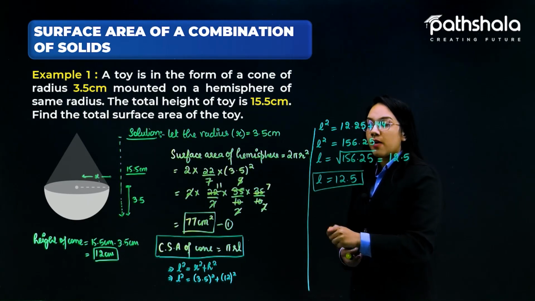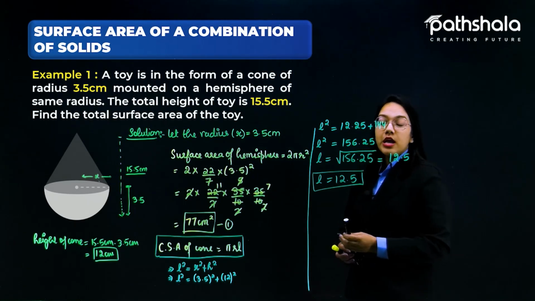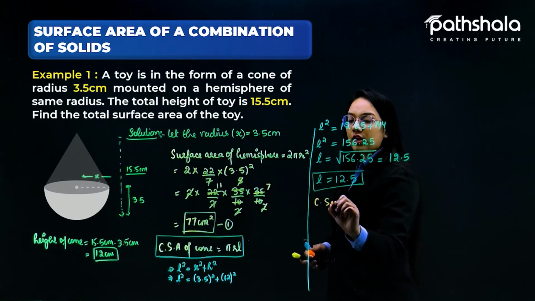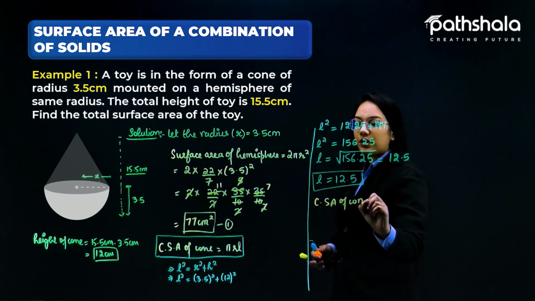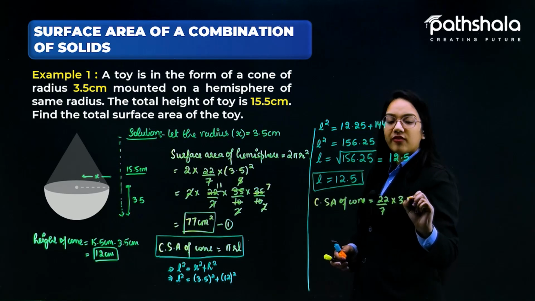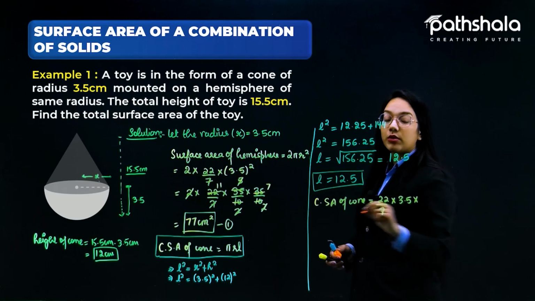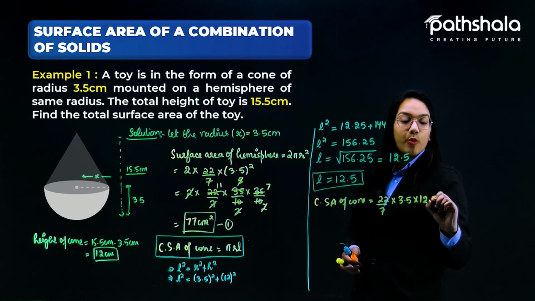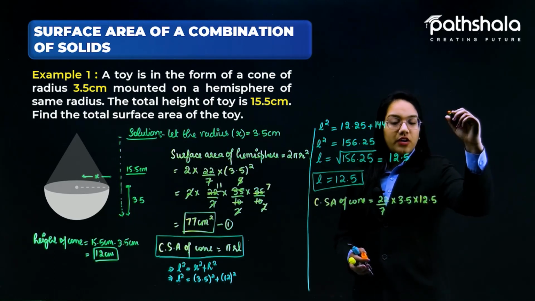Now let's plug the slant height into the CSA of the cone. The CSA of the cone is equal to pi RL. So pi is 22/7, the radius is 3.5 which is given to us, and the slant height is 12.5. Now let's sort it out further.